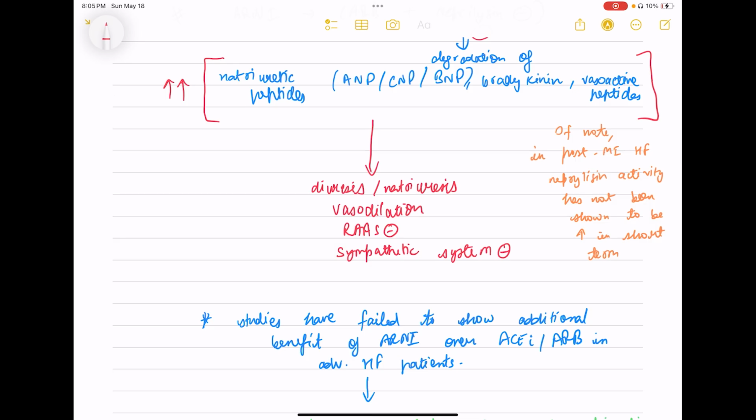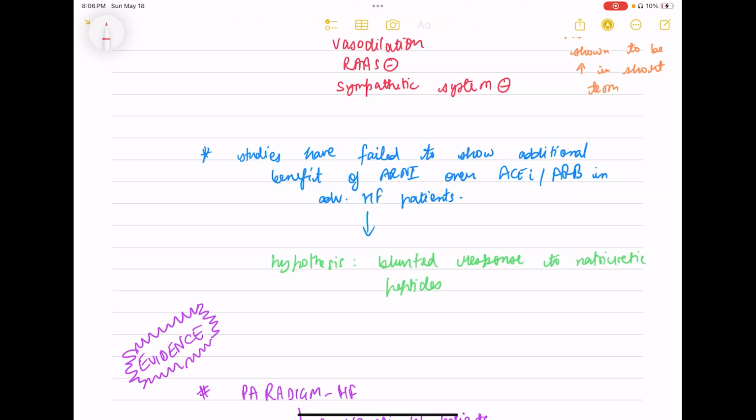Of note, in post-MI heart failure patients, neprilysin activity has actually not been shown to be increased. So inhibiting it does not necessarily make sense from a pathophysiologic standpoint. And we'll see how that translates to clinical medicine as well. Also, studies have failed to show additional benefit of ARNI over ACE inhibitor or ARB in advanced heart failure patients. So your NYHA 4 patients. And the hypothesis behind that is that these patients have a blunted response to the natriuretic peptides by that point. So inhibiting it does not give you an added benefit. And we'll go into the exact evidence on this in a little bit.